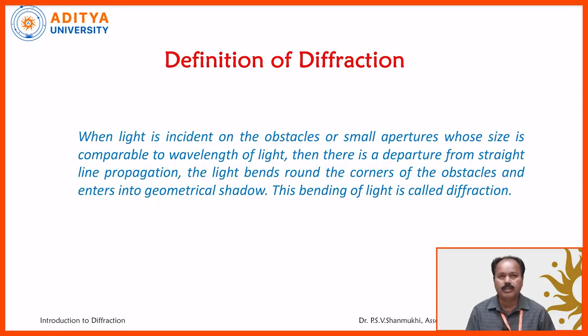Coming to the definition of diffraction, when light is passing through a slit whose width is comparable to the wavelength of light, then the transmitted light contains alternate maxima and minima. That pattern is called a diffraction pattern and the phenomenon is called diffraction. Coming to the more basic definition, the phenomenon of bending of light rays into the geometrical shadow of an obstacle is known as diffraction.